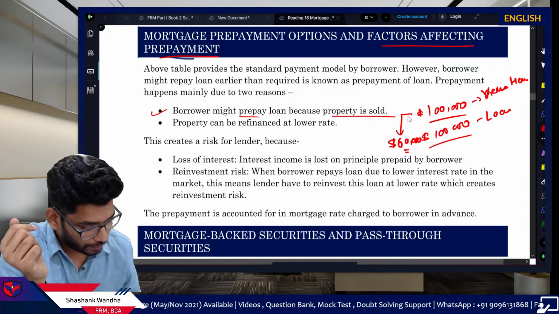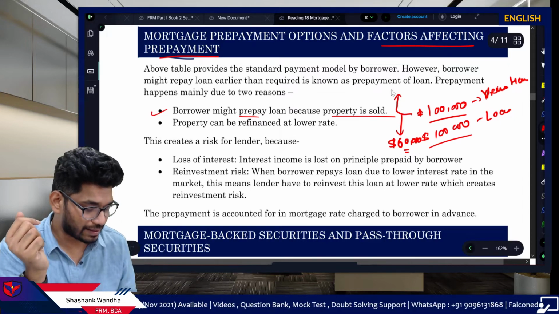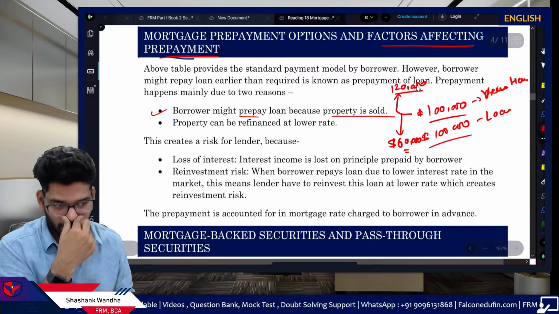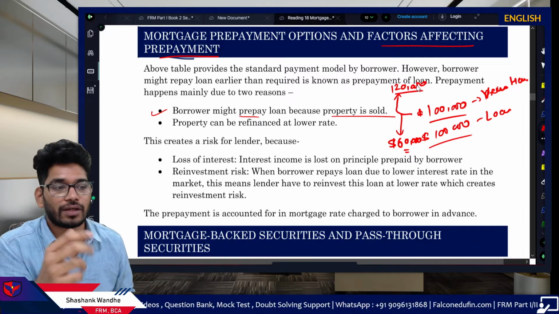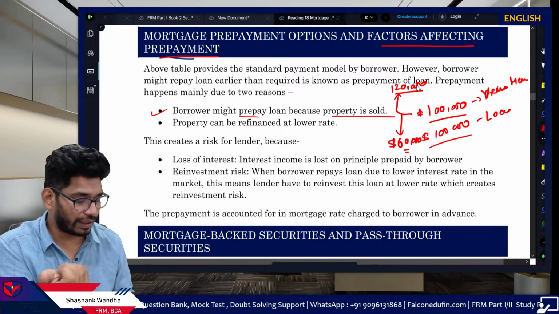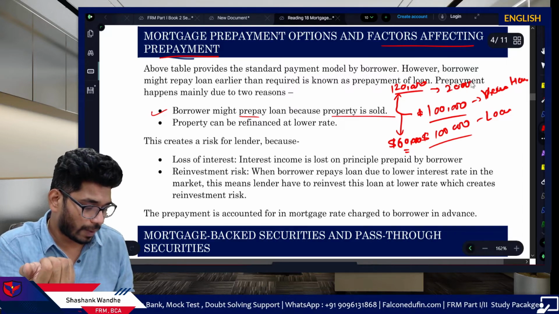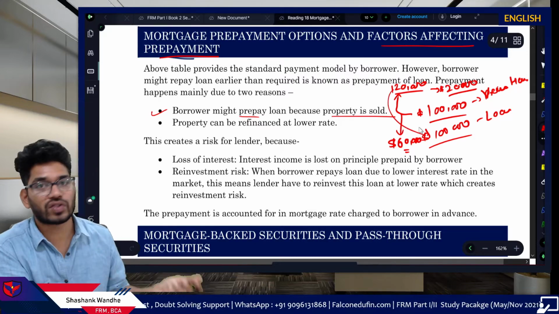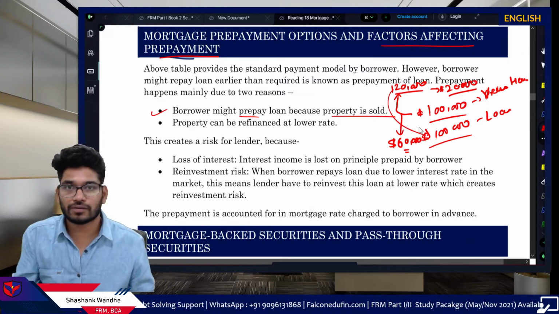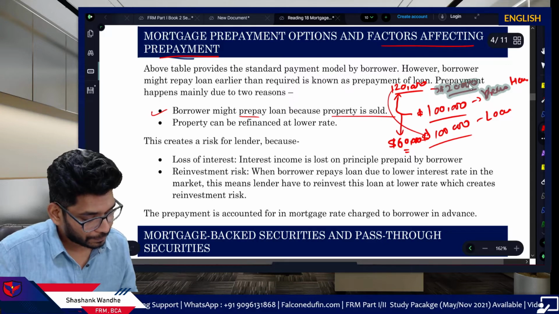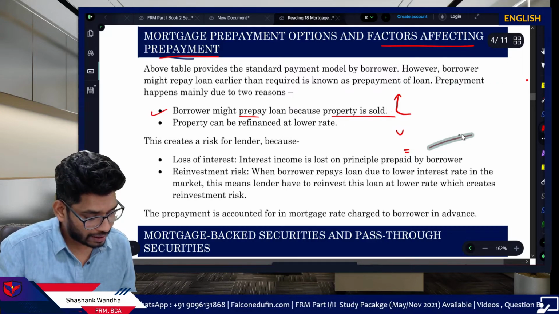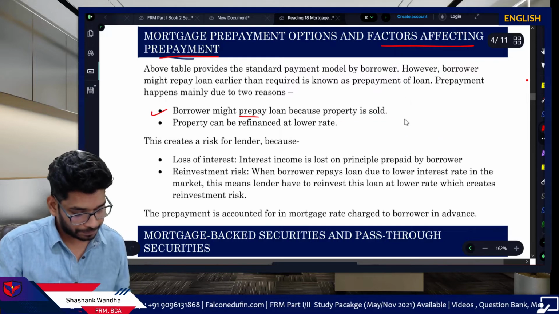Second scenario, if the price increases to say 1,20,000 in the next month, then it is better for him to sell the house. He will be able to encash 20,000 in profit, and the remaining 1 lakh can be settled against the loan. So 20,000 profit for no investment, right? So these are the reasons why the homeowner might default or prepay the loan.